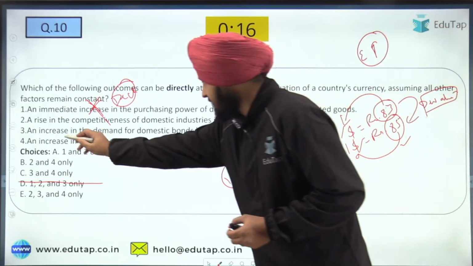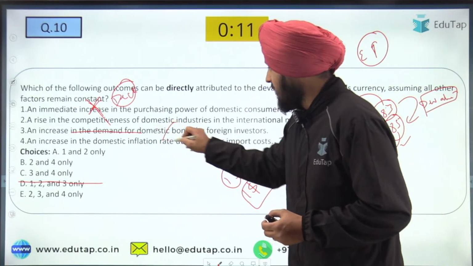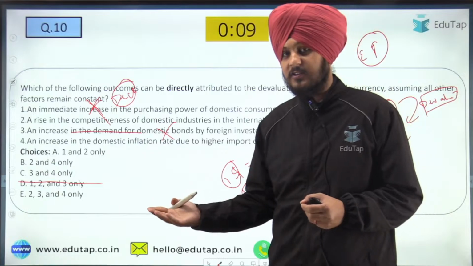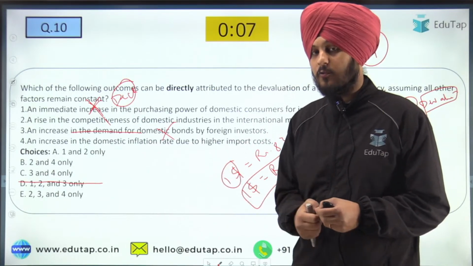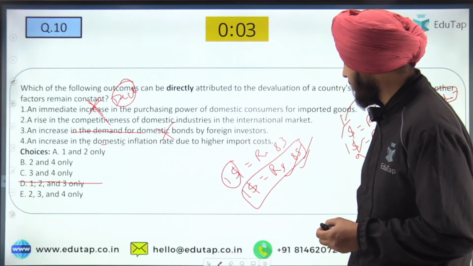Then after that, an increase in the demand for domestic bonds by foreign investors. This is an incorrect option, because domestic bonds become unattractive for foreign investors as a result of devaluation.